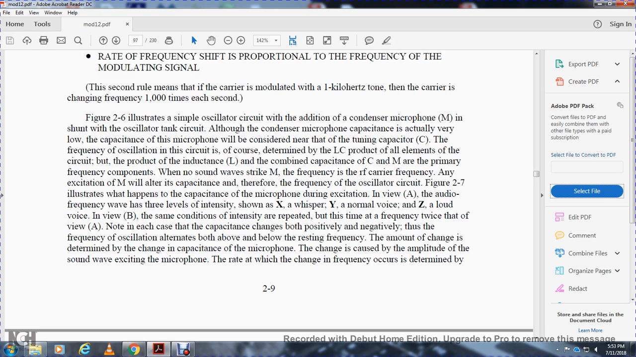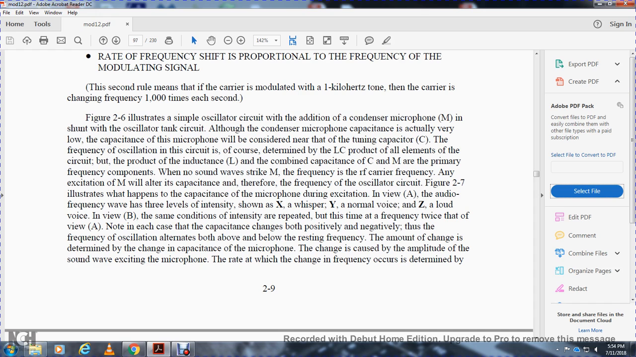In this circuit, the modulator is the primary frequency-determining component. When no sound wave strikes the modulator, the frequency is the radio frequency carrier frequency. Any excitation of the modulator will alter the capacity, and therefore the frequency of the oscillator circuit. Figure 2.7 illustrates how the capacity of the microphone M changes.